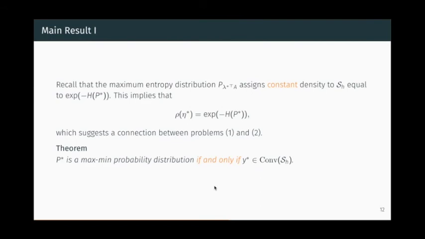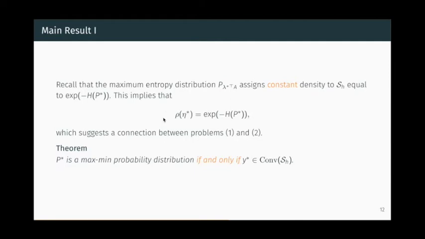So this is the main result of the talk. It turns out that in some cases, the maximum entropy distribution and the max-min probability distribution are actually the same. And this happens if and only if the mean of the maximum entropy distribution is in the convex hull of the target set. And you might ask, how do we get this? Well, here is some intuition.